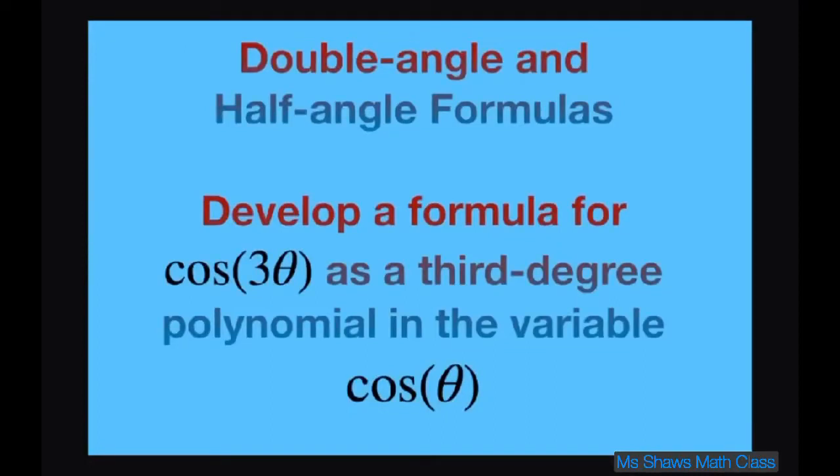Everyone, we're going to develop a formula for cosine 3 theta as a third degree polynomial in the variable cosine of theta. So the first thing I'm going to do is look at cosine of 3 theta and break it up as cosine of 2 theta plus theta. Now using my sum and difference formula, I'm going to expand this.